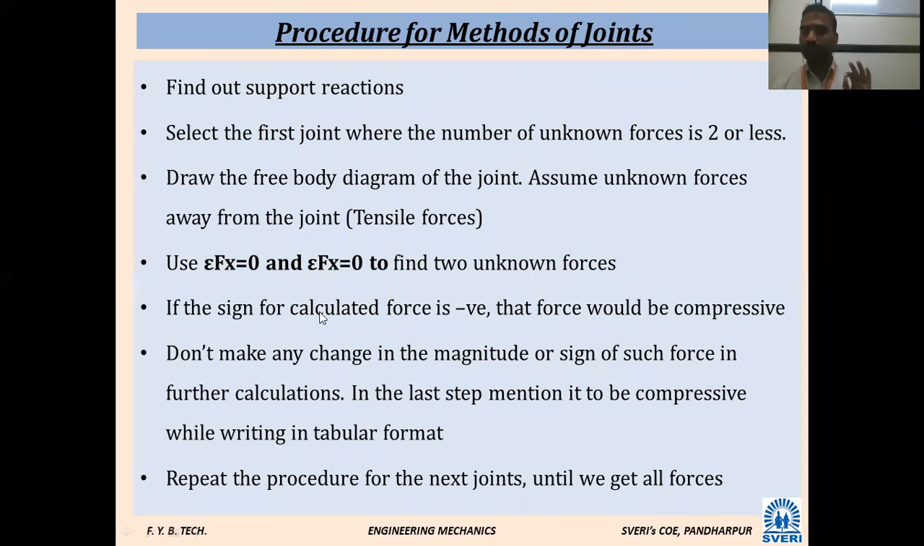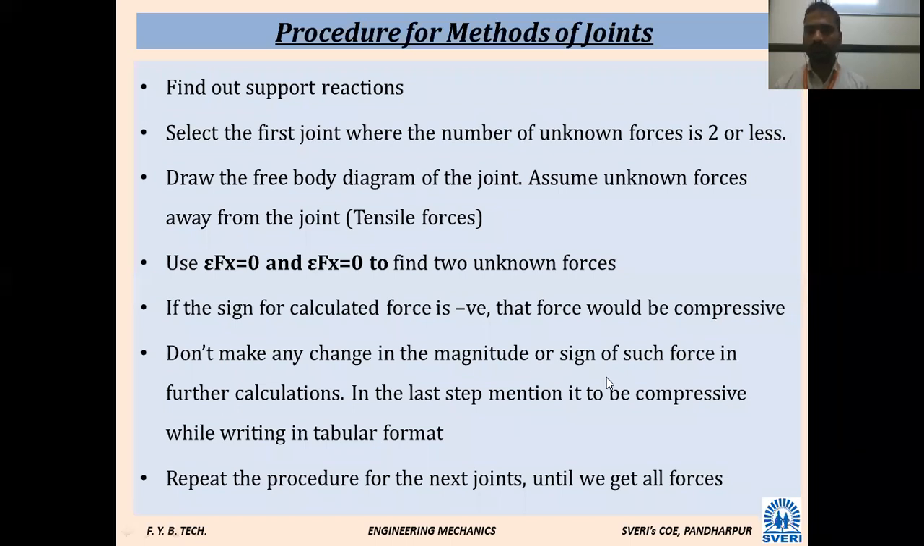If the sign of a calculated force is negative, that force would be compressive. If you are getting a positive sign, that indicates the assumed direction is correct, that is tensile is correct. If it is negative, you have to reverse it. Then don't make any changes in the magnitude or sign for further calculation, and in the last step mention it as compressive force. Repeat the procedure for the next joint until we get all the forces in the members. This is how we have to go through the method of joints.